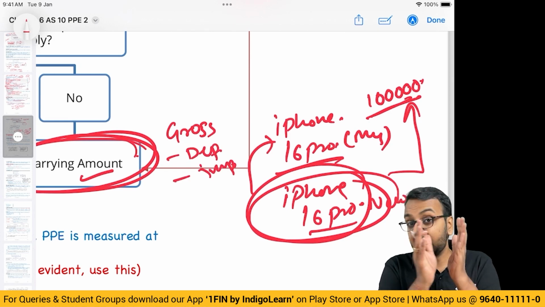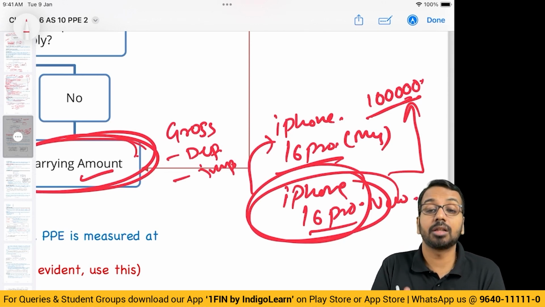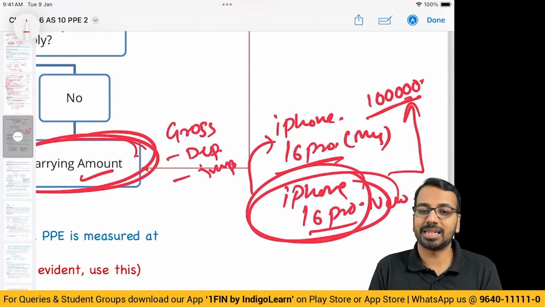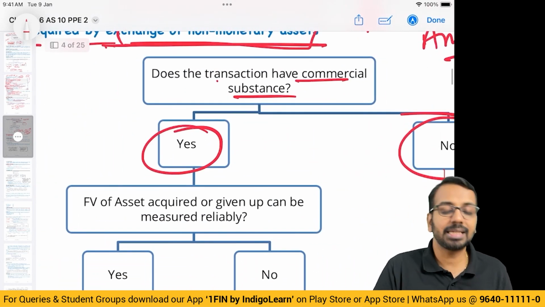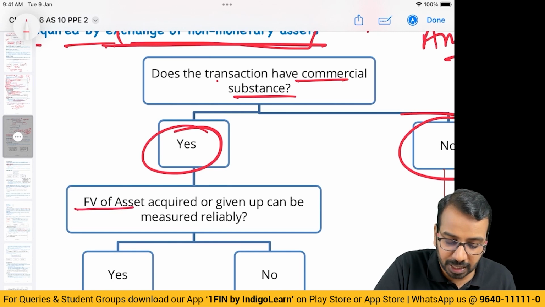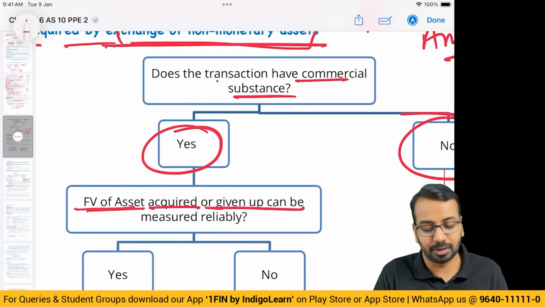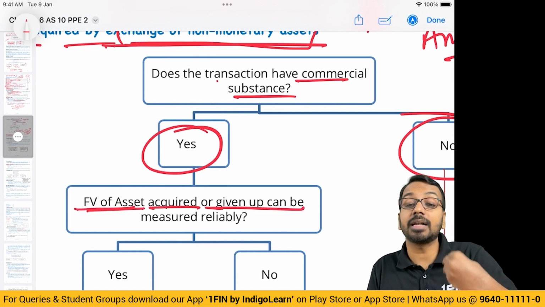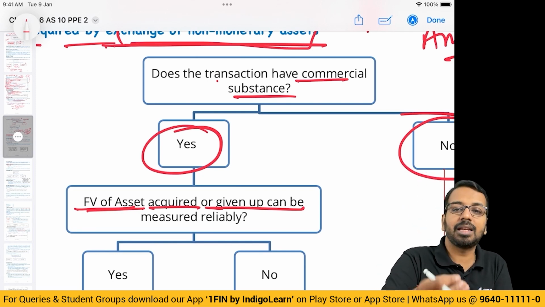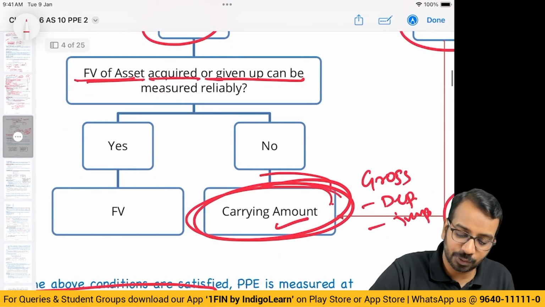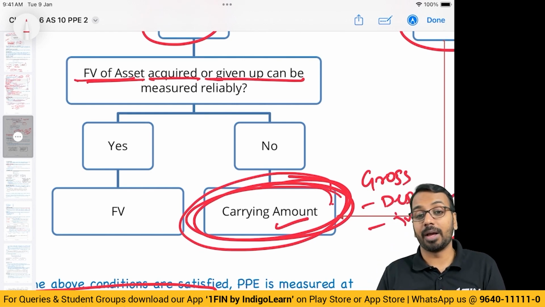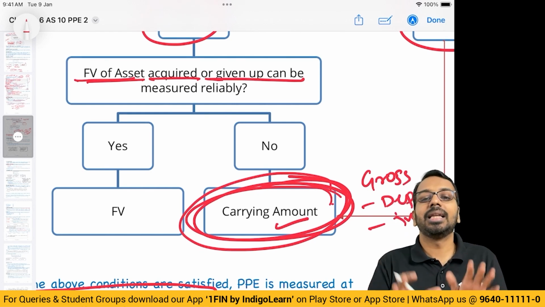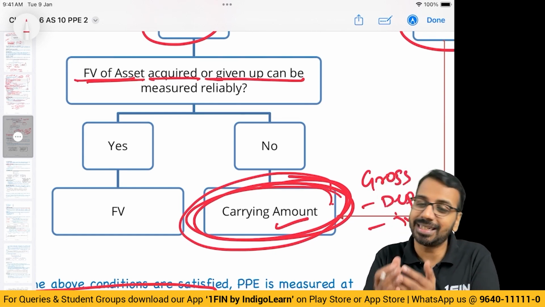That is the first thing. If it does not have commercial substance, I will record the new asset at the carrying amount of the asset which I have given up. Second, if it has commercial substance, then you have to look for fair value of asset acquired or given up. Sir, I don't know the fair value of asset given up, neither do I know the fair value of asset acquired. Then in that case, again, we will use the carrying amount. If fair value of asset given up or asset acquired cannot be measured reliably, then I will again use the carrying amount of asset given up.